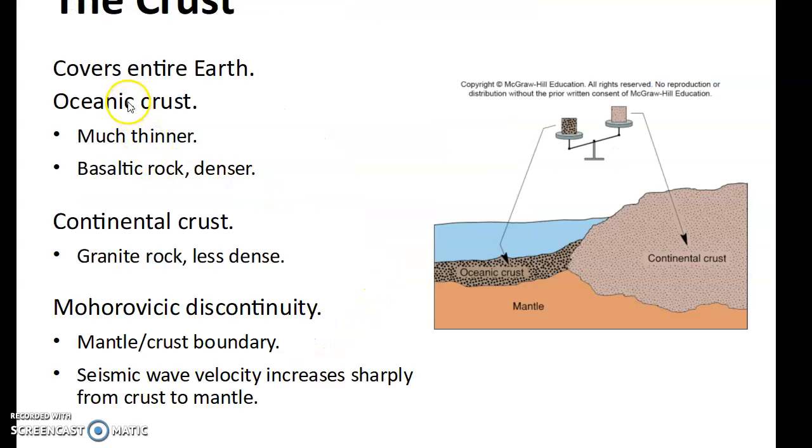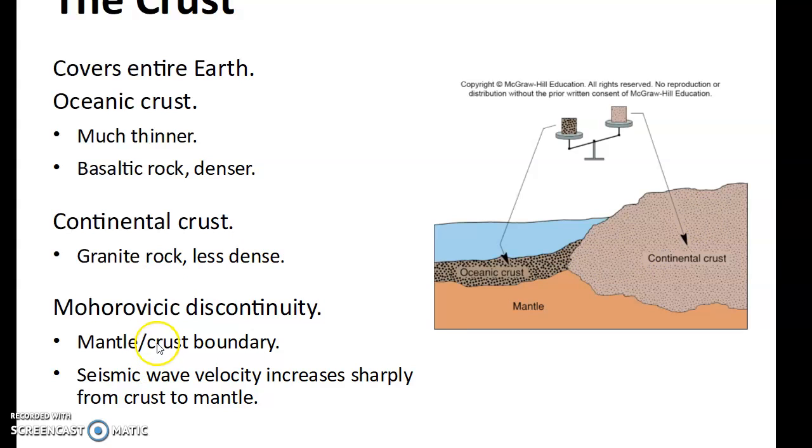The crust covers the entire Earth. You have an oceanic crust, much thinner. It's basaltic rock, and it's denser, okay, right here. And you have your continental crust. So that these go about at the same level below the surface, so that the mantle is fairly regular in terms of depth. Well, in terms of radius from the center of the Earth. The continental crust is granite rock and is less dense.